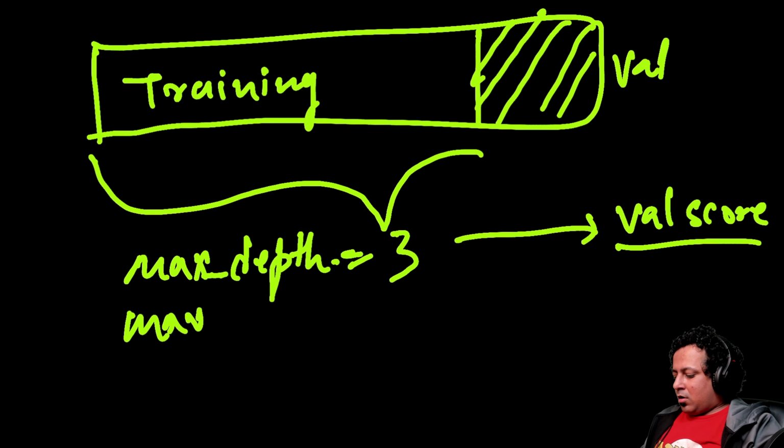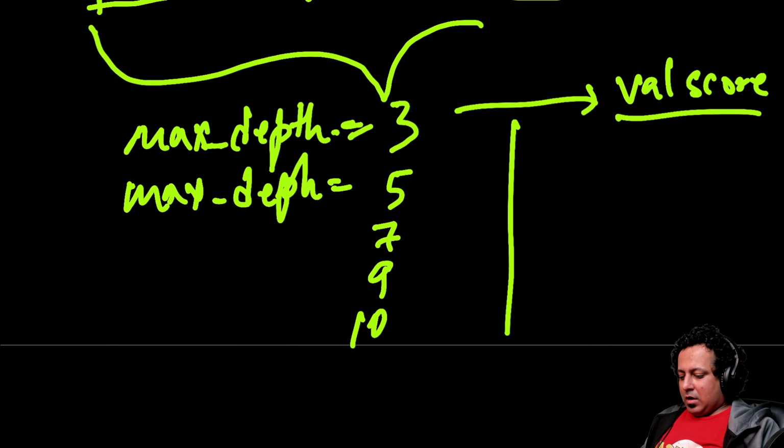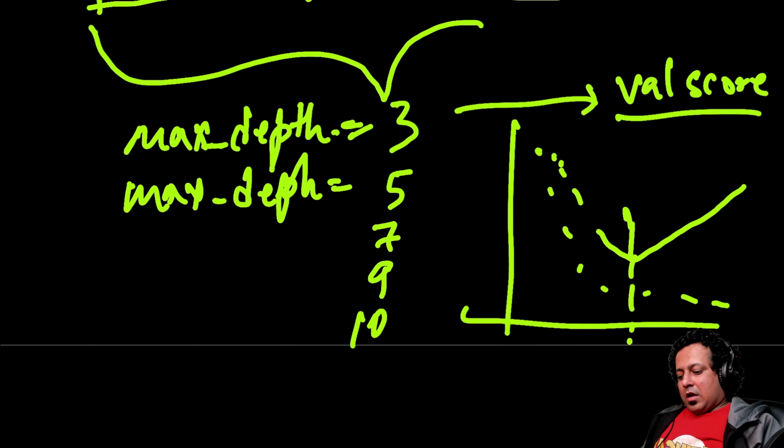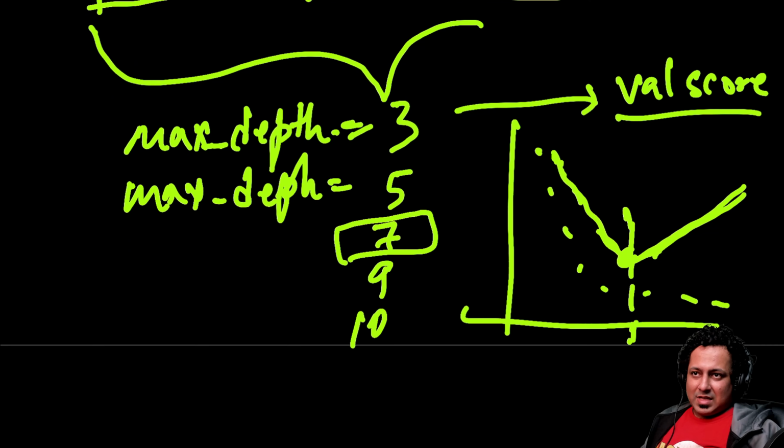And then I did max_depth equal to 5, 7, 9, 10, and I plot this. So for each of them, what my training error is and what my validation error is. And when my validation error starts going up after going down, that's the point I should choose. So maybe it came at max depth equal to 7. And I say, okay, I will choose max depth equal to 7 to train my model. And that's the best model that you can get.